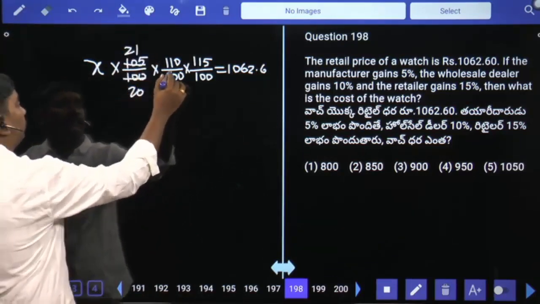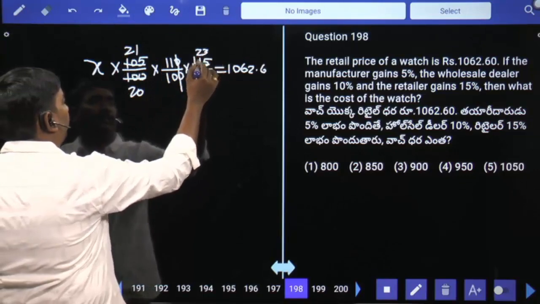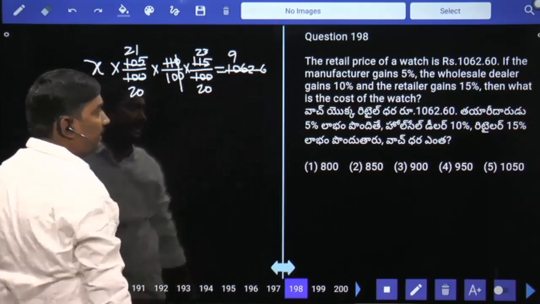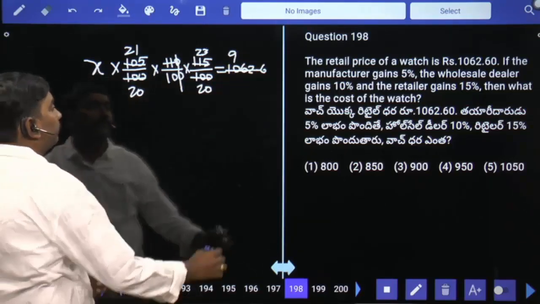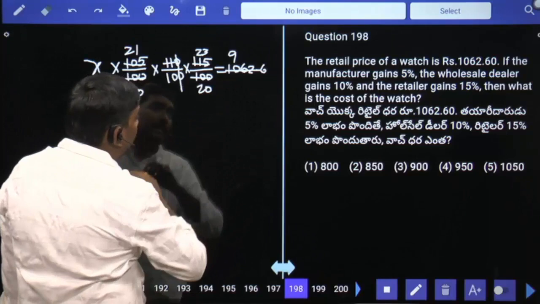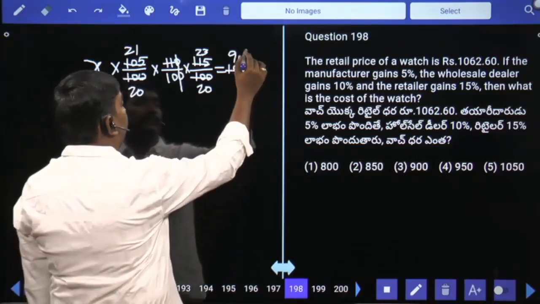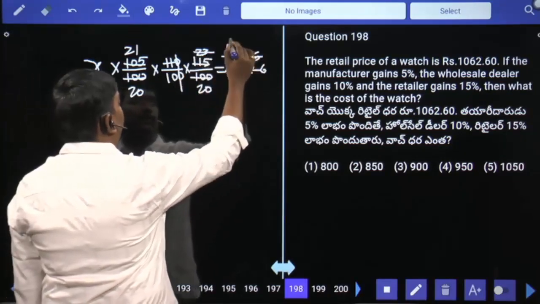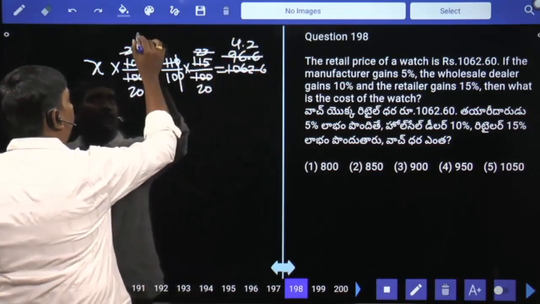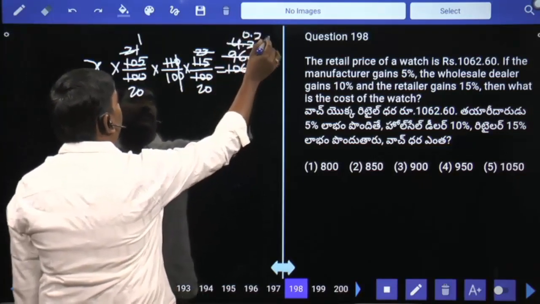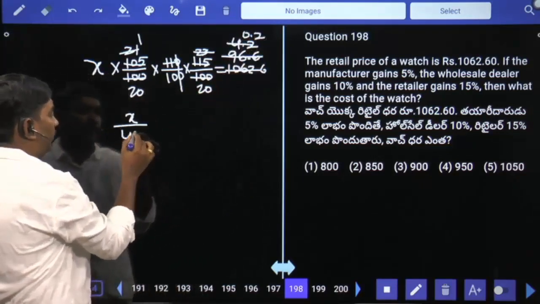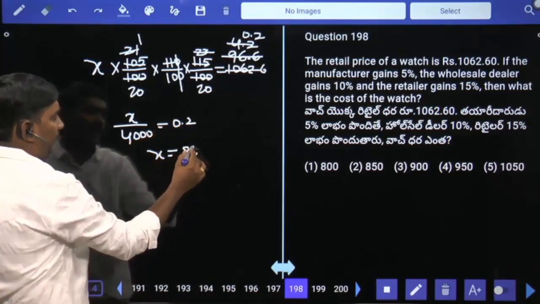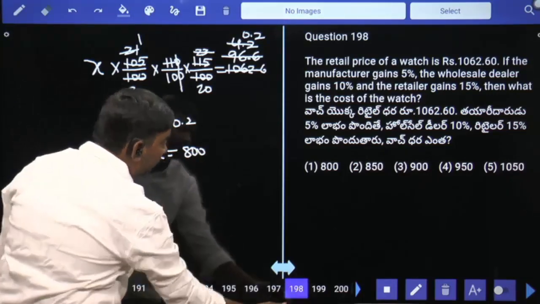11 nines are 99. Next 52. 11 nines are 99. 11 6s are 66. 23 4s are 92, 23 2s are 21, 0.2 times. X by 4000 is equal to 0.2. X equal to 800. Cost price nothing but 800.